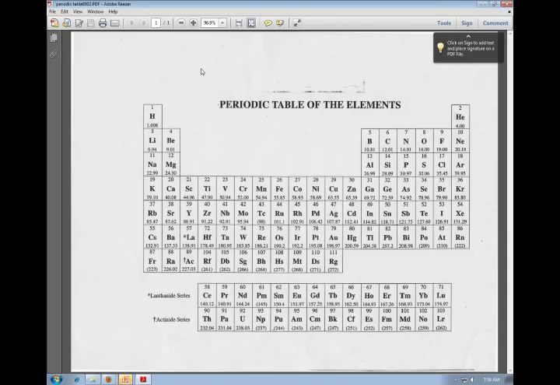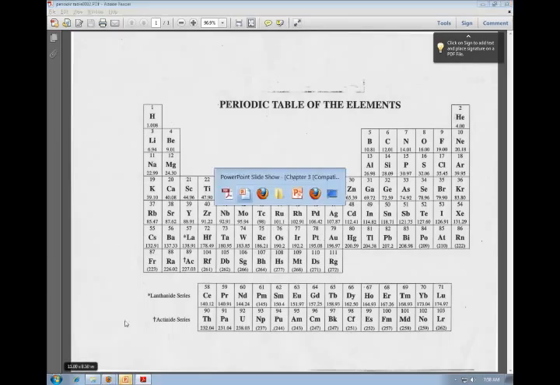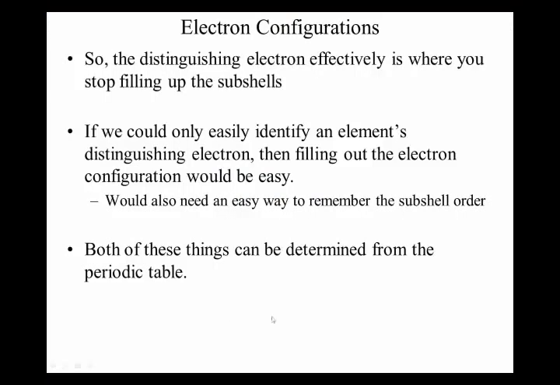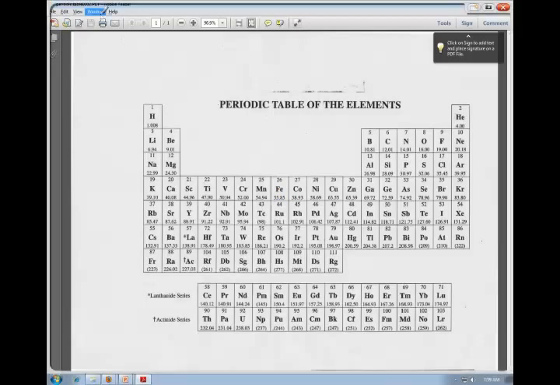So hydrogen is simple. If we start at hydrogen, it's 1s1. Helium is 1s2. Lithium is 1s2, 2s1. So here's the thing.